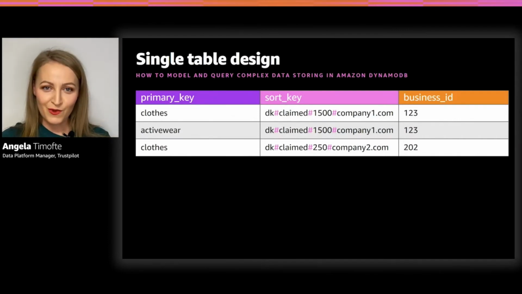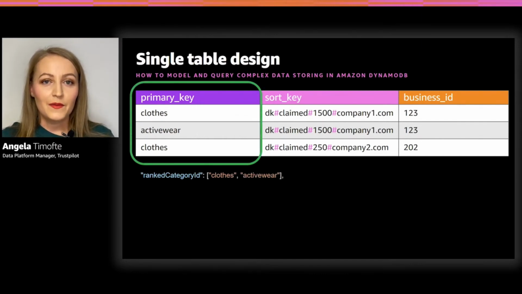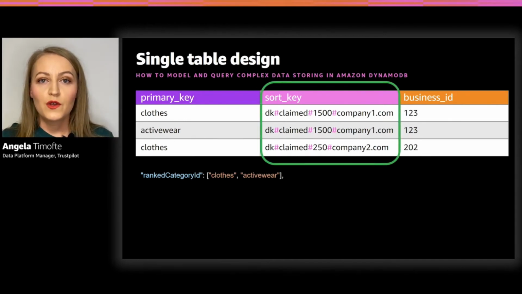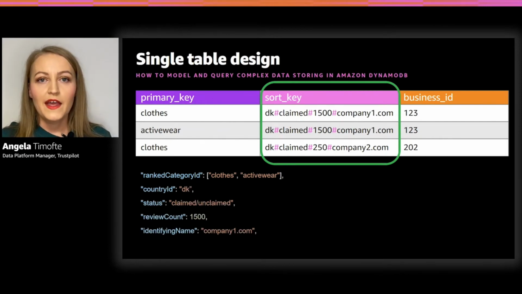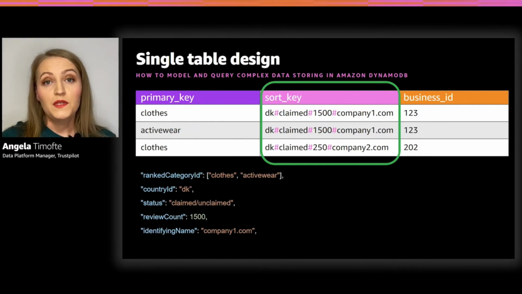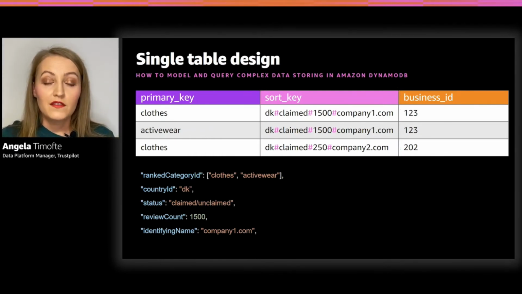But now let's look closer at what exactly we are doing here. We have decided to use the category list as the primary key, then a sort key in which we store the country, the status, the number of reviews, and the identifying name. The reason we put the identifying name in there is to make the combination between primary key and sort key unique. That's something you have to consider when you save data in DynamoDB: that combination is unique. And then the third column is for the business ID.